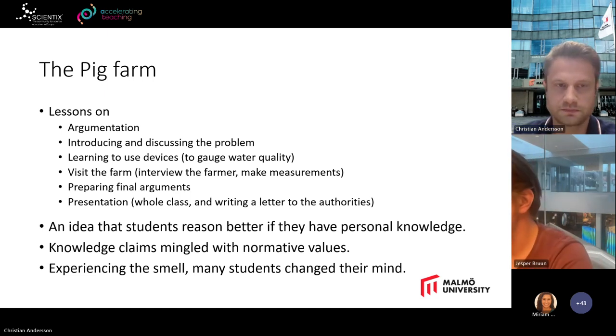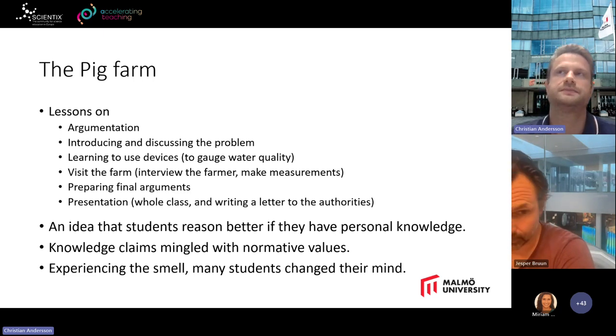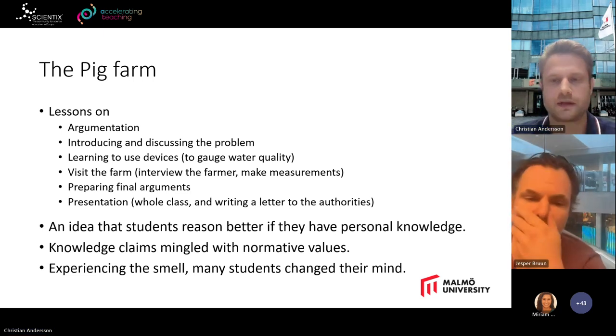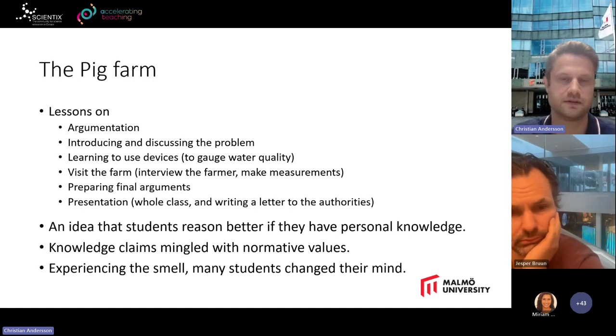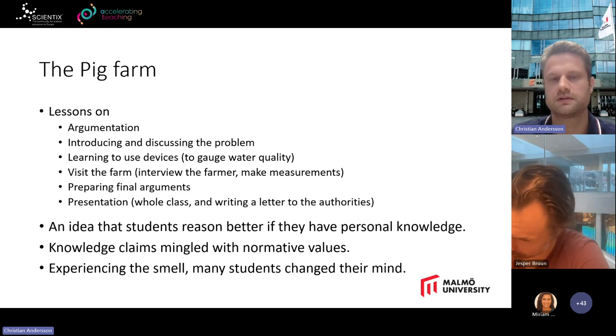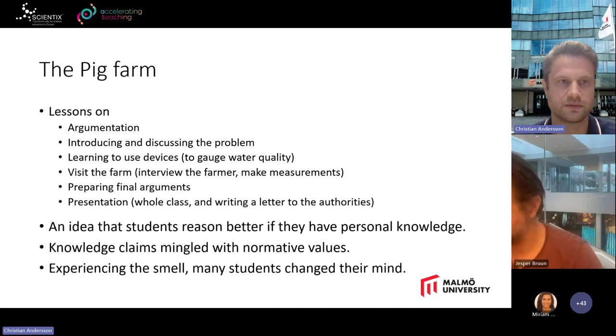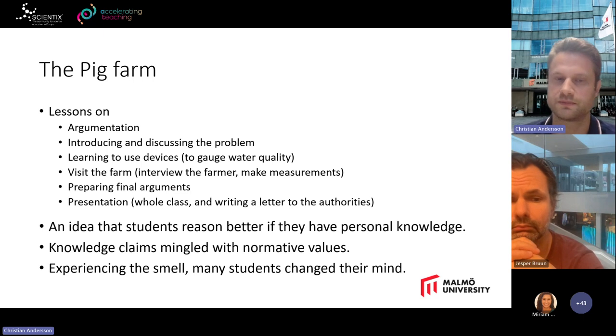What happened in this project was also that the arguments that the students made had sort of two dimensions. They had scientific arguments because they could measure the water quality, but there were also arguments of more of an ethical type. So you have both scientific facts and ethical values being part of the discussion. And those two sort of mingle in the final conclusions. That's also typical of socio-scientific issues.